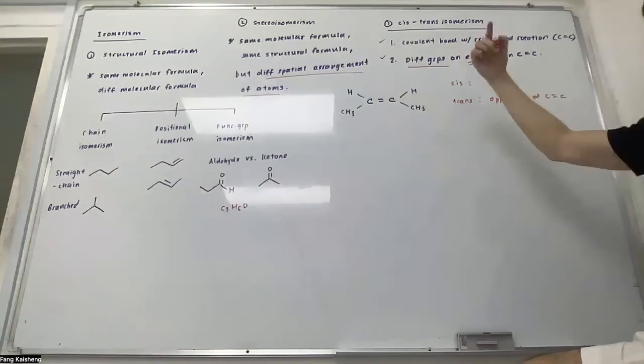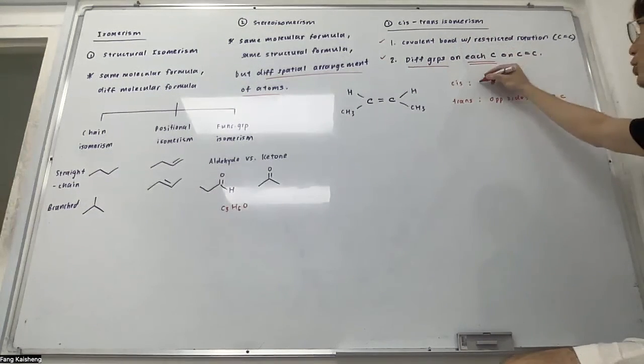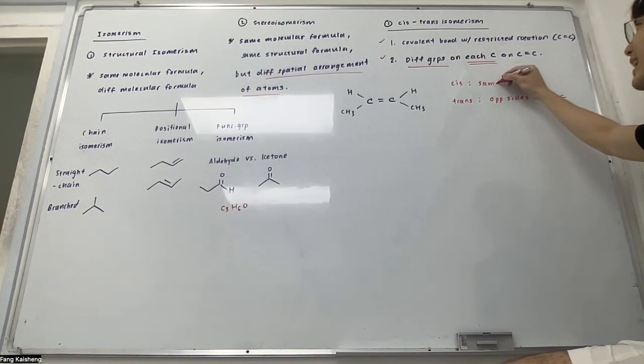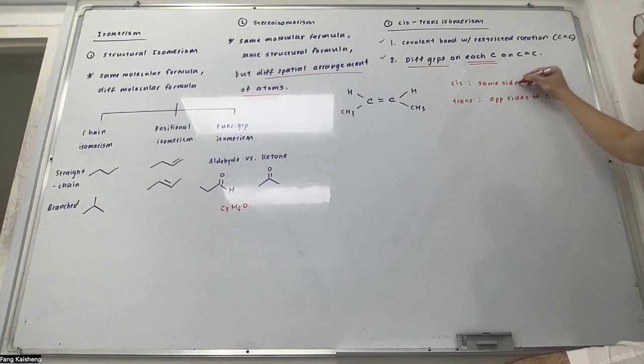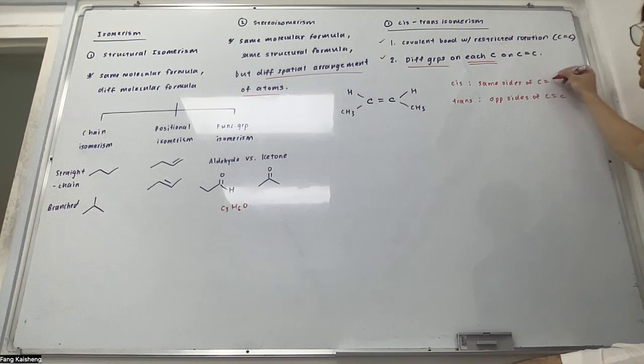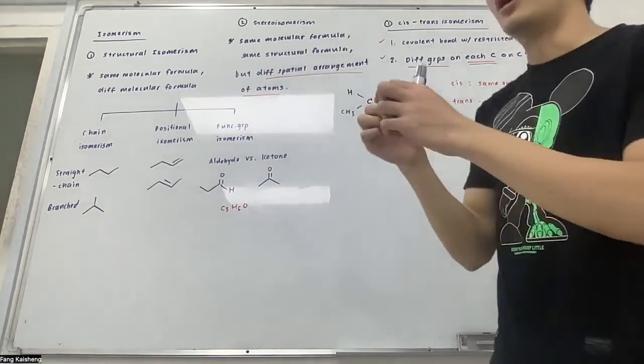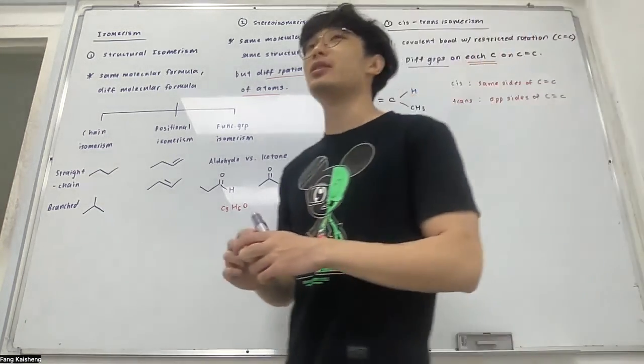Cis means like cisgender, which is like us. You have the same gender as what you are assigned at birth. It's the same idea here: same sides of the double bond. So you take a look. Currently, right now, what are we looking at? What is the same side? What are the different sides?